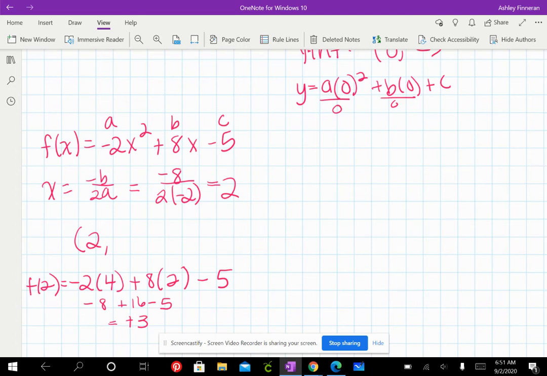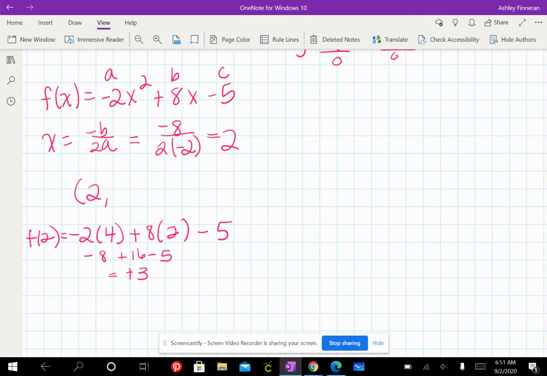Look at that. This is the first math problem I've done today. It's about 6:45 in the morning. I think I'm still waking up.